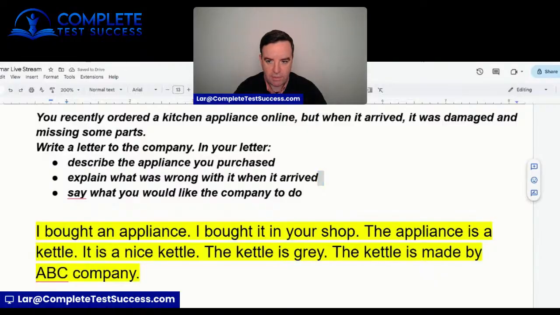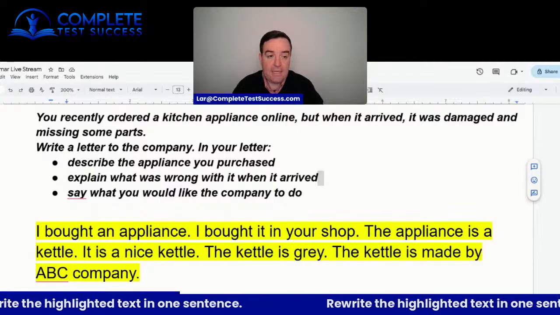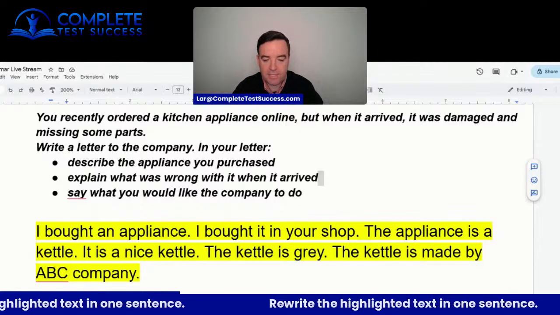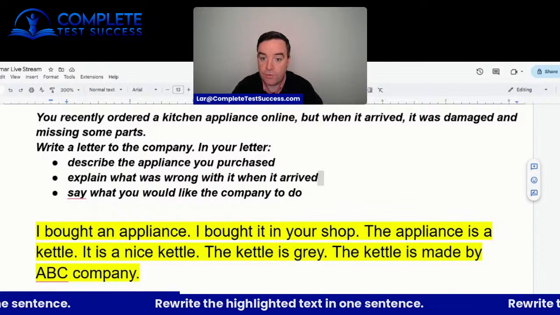I want you to rewrite the highlighted text in 1 sentence. That's the task I have for you at the moment. Rewrite the highlighted text in 1 sentence. What I feel should happen is you'll probably make some mistakes that you didn't realize you were going to make. And that's the information we will use to help you improve your grammar.